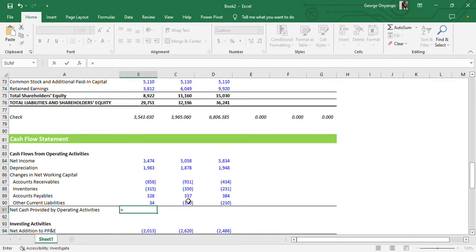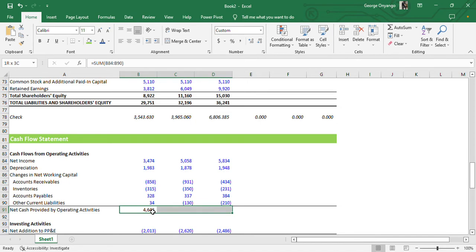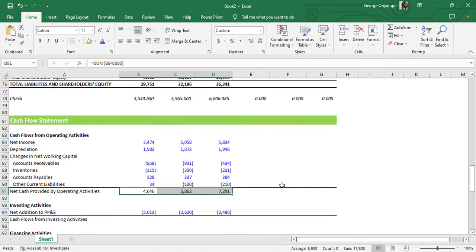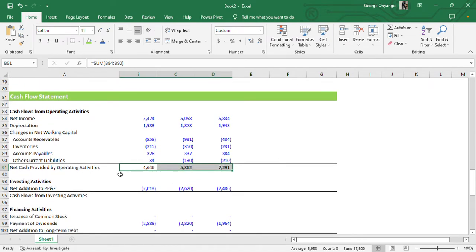So here we're just going to get these values. We're going to sum all of it. We get the sum there. So then we fill right. Then after filling right, this is now the net cash from the operating activity.